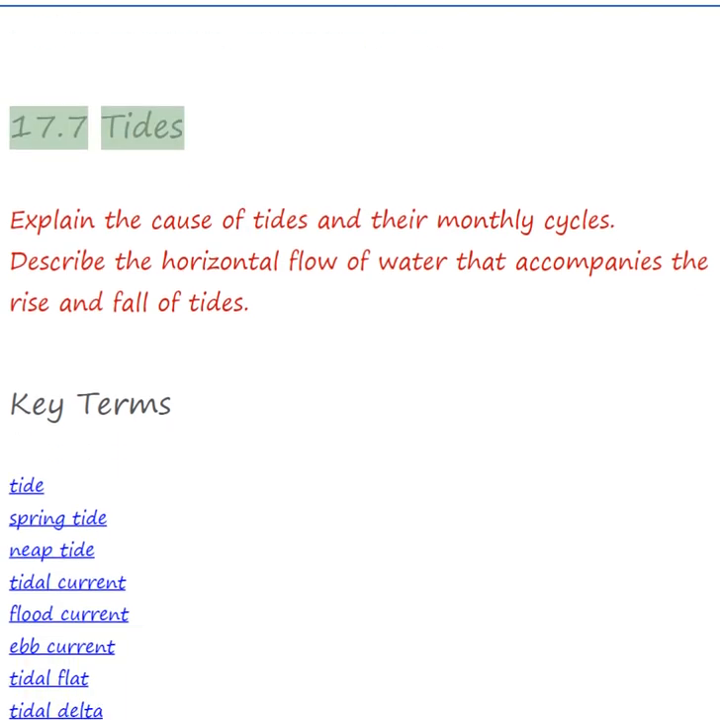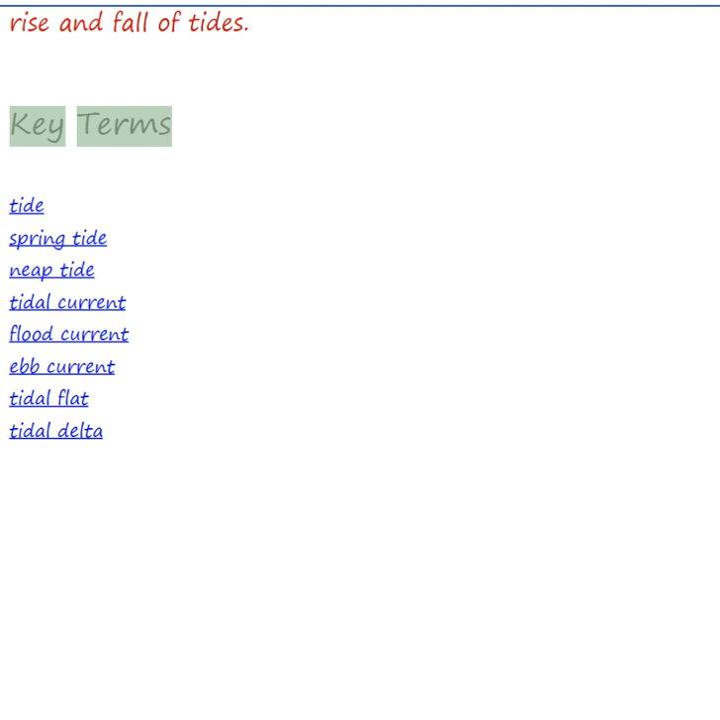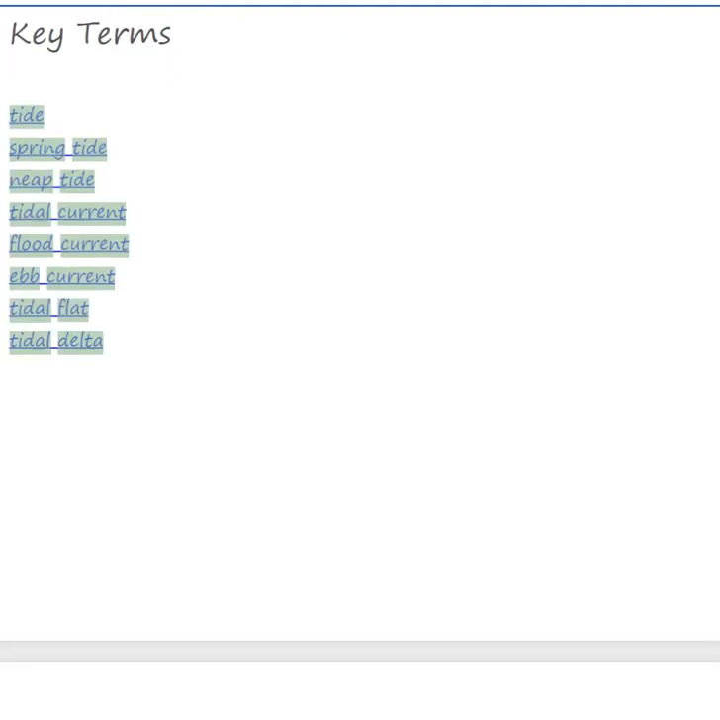17.7 Tides. Explain the cause of tides and their monthly cycles. Describe the horizontal flow of water that accompanies the rise and fall of tides. Key terms: tide, spring tide, neap tide, tidal current, flood current, ebb current, tidal flat, tidal delta.